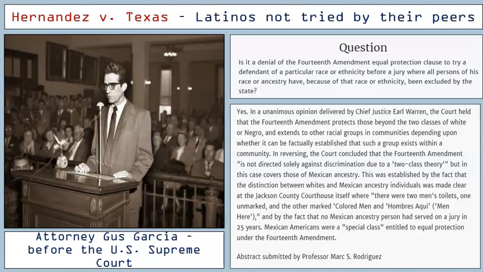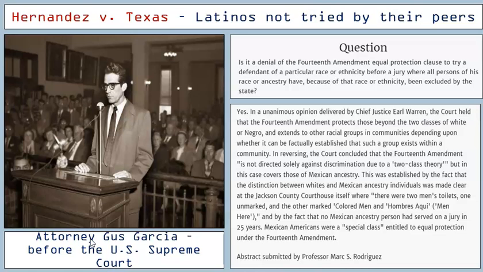This next slide looks at Hernandez versus Texas and whether or not Latinos were tried by their peers. So this is attorney Gus Garcia, who appears before the Supreme Court, and he's making the argument that there's disparate treatment on the part of Texas where it comes to Mexican Americans. And the state of Texas comes back and says, well, he was tried by his peers. Yes, they were all white, but he's white too. We don't consider Hispanics to be anything other than white. And so he presented evidence suggesting otherwise, and the court found in favor of Mr. Hernandez.